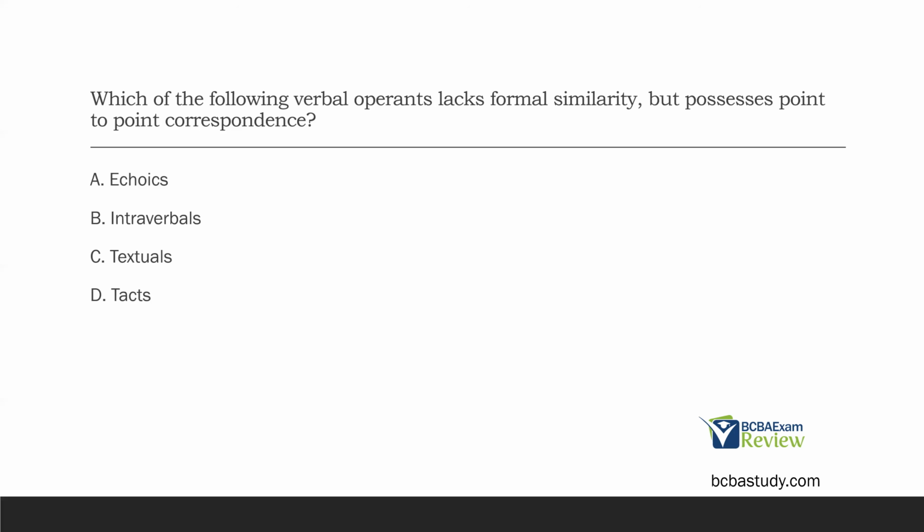Does it lack formal similarity? Yes. A written word and then a read word does not look the same, but it is point-to-point because it's identical. Hard concept to grasp, I know. You have to go through it a few times. You can't just read this stuff once and go take the exam. You've got to get familiar and comfortable doing these type of questions. Textuals lack formal similarity, written versus read, but possess point-to-point correspondence. You're reading exactly what was written. Kind of confusing. And then a tact has neither.